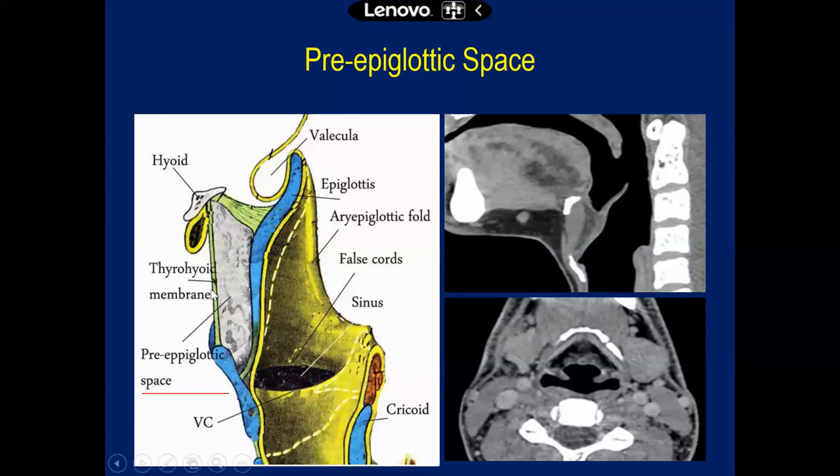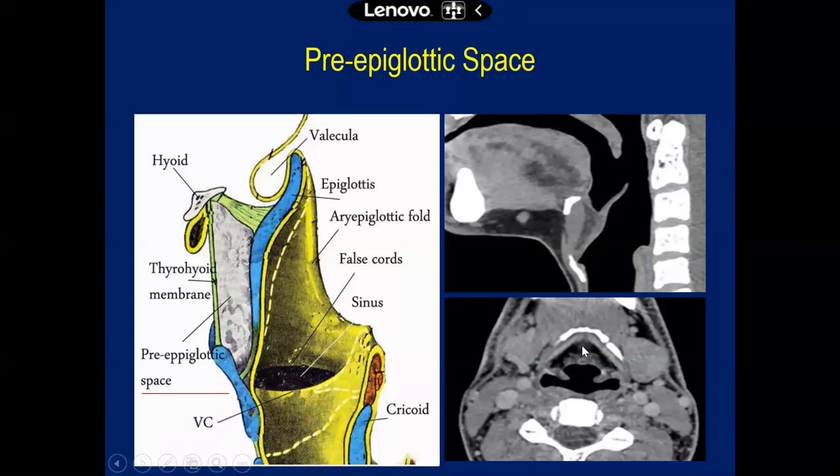Anteriorly, it is the thyrohyoid membrane. You make out that this is the thyrohyoid membrane, and anterior to that is the thyroid cartilage. So this is the thyroid cartilage, thyrohyoid membrane. We cannot make out that membrane in a CT scan. Posteriorly, it is the epiglottis. This is how a normal pre-epiglottic space looks in a sagittal view of the CT scan. And this is how it will look in an axial view. This is the pre-epiglottic space.